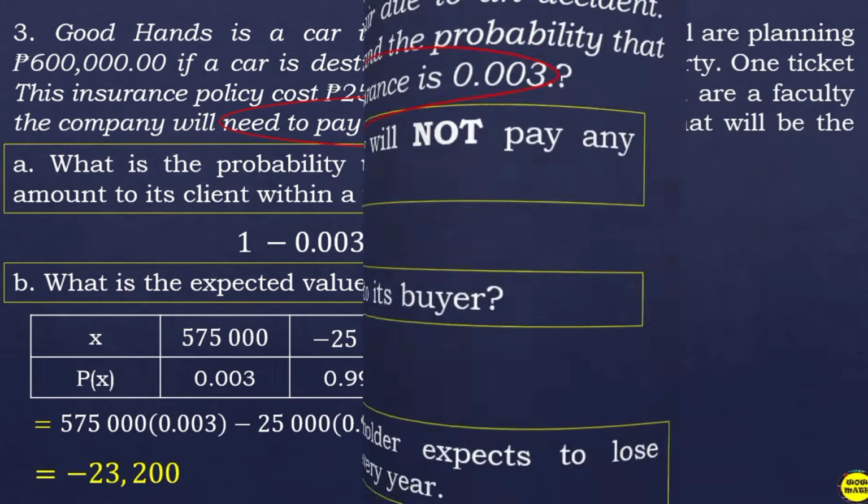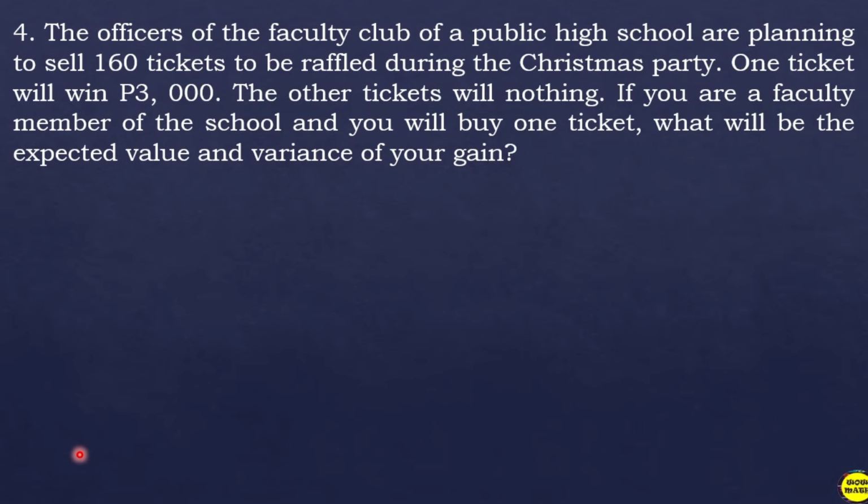Okay, next. For example, number 4. The officers of the faculty club of a public high school are planning to sell 160 tickets to be raffled during the Christmas party. One ticket will win 3,000 pesos. The other tickets will win nothing. So again, one ticket will win 3,000 and the other tickets will win nothing. If you are a faculty member of the school and you buy one ticket, what will be the expected value and variance of your gain?